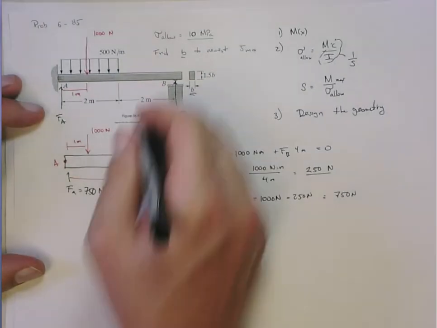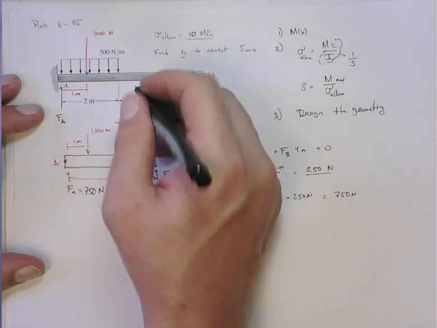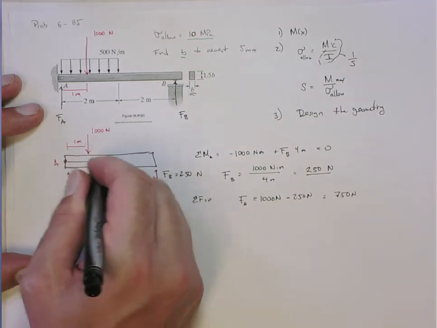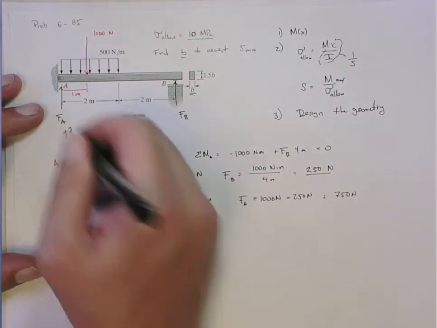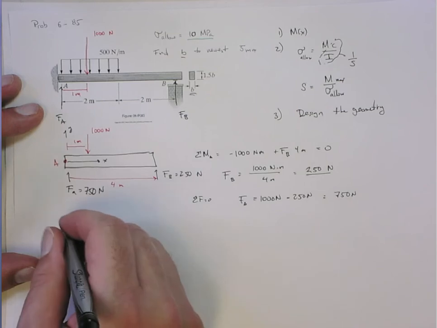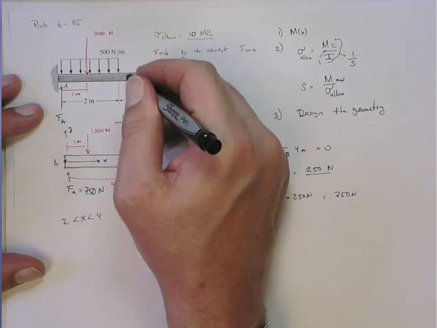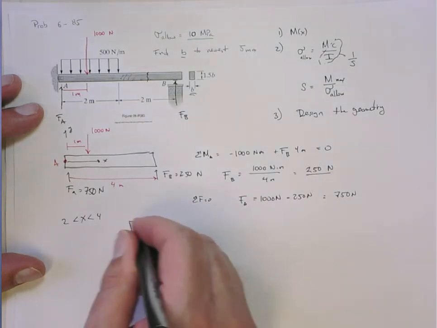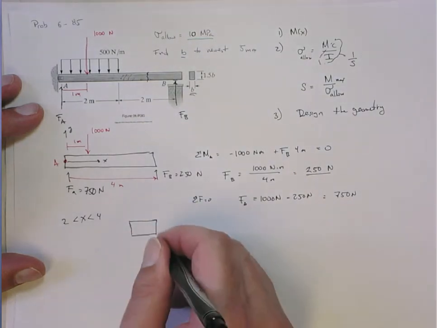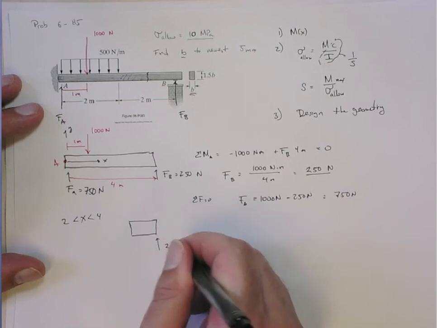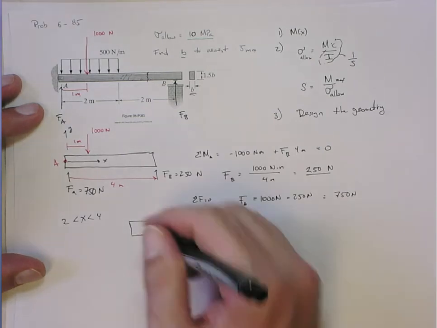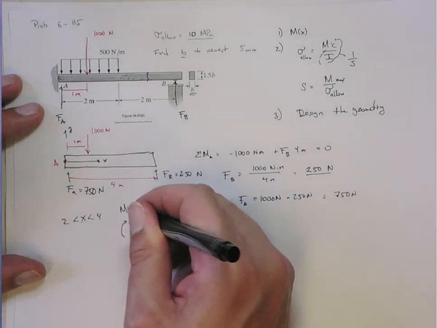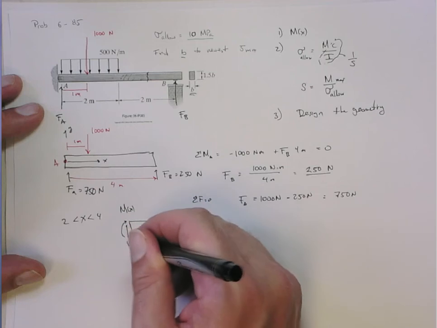Let's first look at this section between x, well, we'll draw the x-axis this way, and this is the y-axis. So let's consider x between 2 and 4 meters. So that's this section of the beam. We look at a little arbitrary cross-section there. What do you have? Well, you just have the 250 newtons acting upward. Then we have the internal reaction bending moment and the shear force.